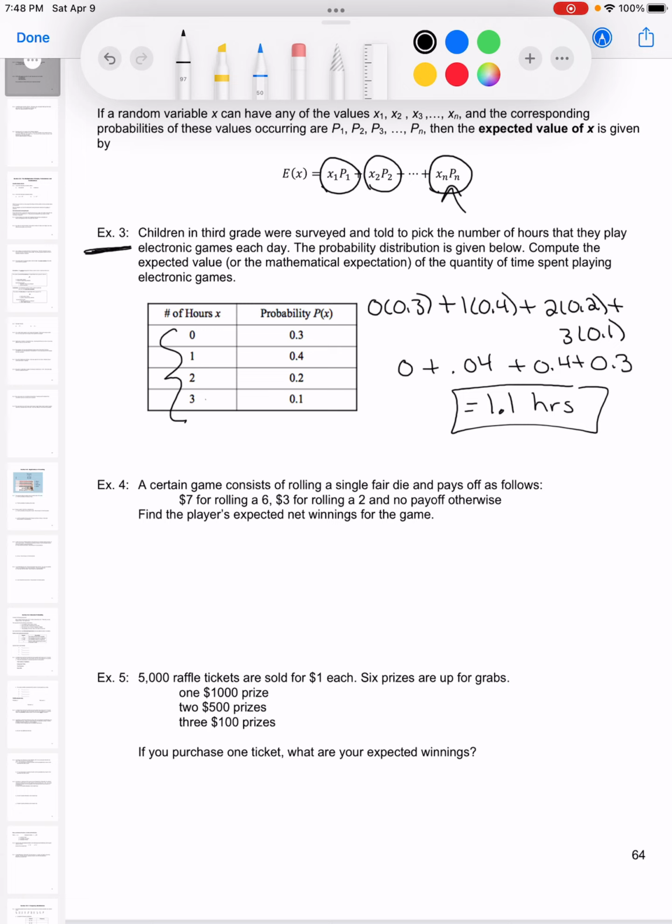We're going to keep with the same thing. Down here in example 4, we're just going to do money now. So I get $7 for rolling a 6. Remember, the probability of rolling a 6 is 1/6. The probability of rolling a 2 is also 1/6. So the probability for any number that we roll is 1/6. So if I roll a 6, I get paid $7, and the chance of that happening is 1/6. If I roll a 2, I get paid $3, and the chance of that happening is 1/6. Now you can add, you don't have to, this no payoff otherwise. So that's $0, and that happens with any of the other numbers.